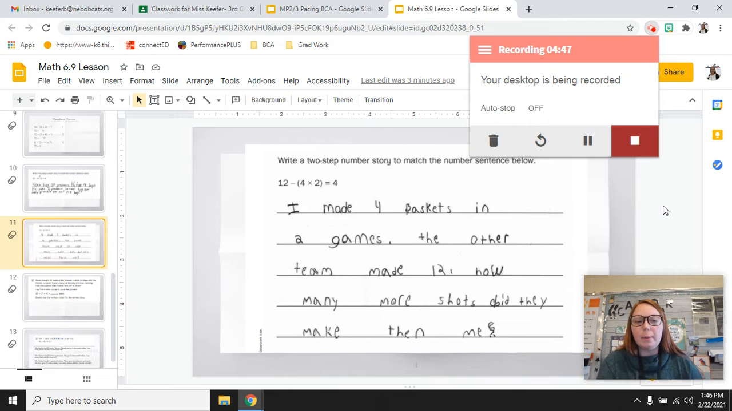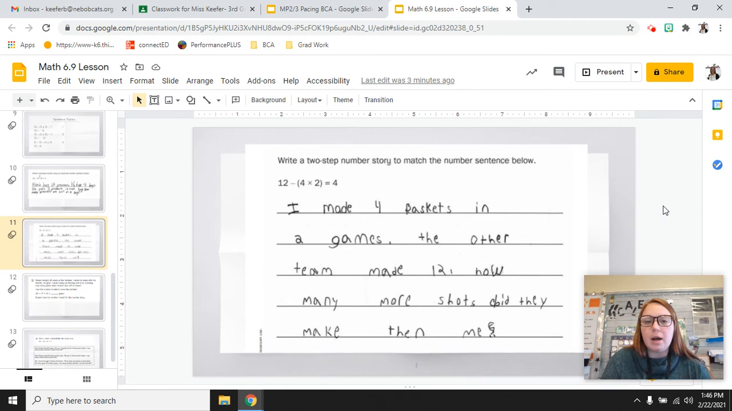I want to show you one more example of a student response to this problem. Then we'll pause the video and you'll be able to go through and evaluate your response. Here's an example of something that is a little confusing. This response has some things that would need to be changed in order for it to match the number sentence, like the last one.